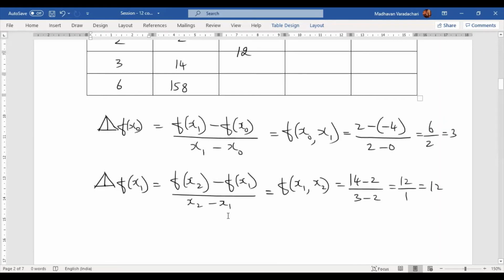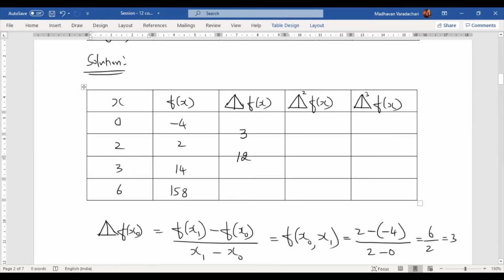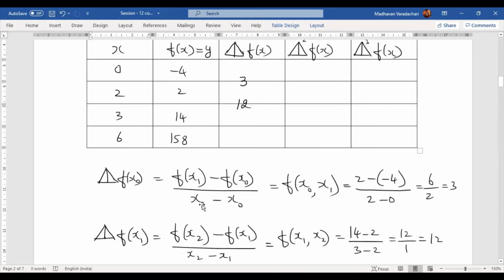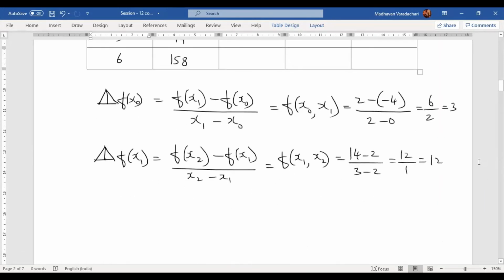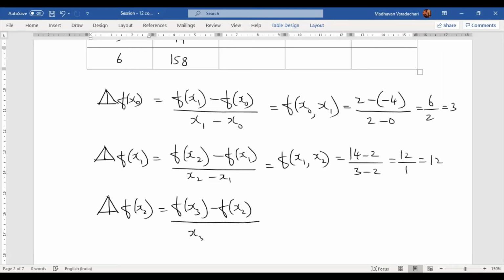It is almost like change in y divided by change in x. So divided difference is also nothing but change in y divided by change in x. Consider this as y. If I consider this as y, the numerator is actually change in y, and the denominator is change in x. That is what it is. Next one, divided difference of f of x2 is nothing but f of x3 minus f of x2 divided by x3 minus x2. It is also written as f of x2, x3.